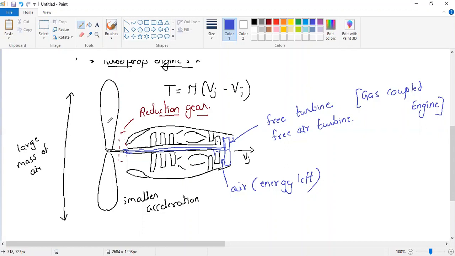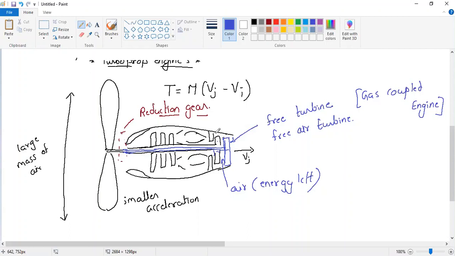Clear, any doubt? So gear coupled means, how is the... Can you repeat the question again? Sir, how is it started in stationary position? Sir, the propeller, how is it turned in stationary position?